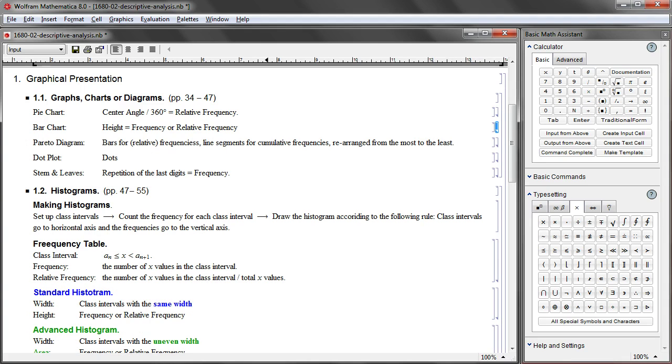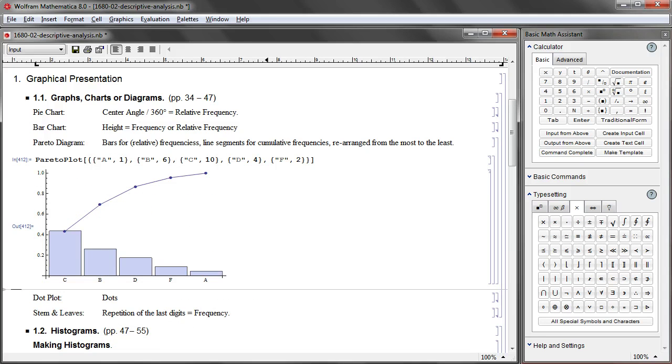Next, let's talk about Pareto diagram, and it's kind of a strange thing that I will probably not deal with in this class, because this is good only for nominal variables. This is what it does. It has bar chart for relative frequencies, and then those line graphs for cumulative frequencies, but it does something funky. It rearranges everything from most numerous to the least numerous. So it doesn't really work well with ordinal data. It works only for nominal data.